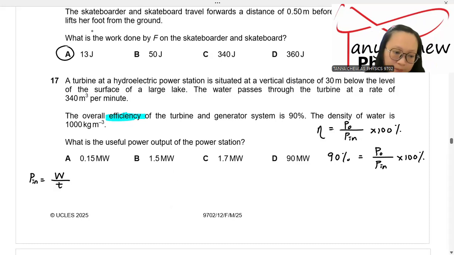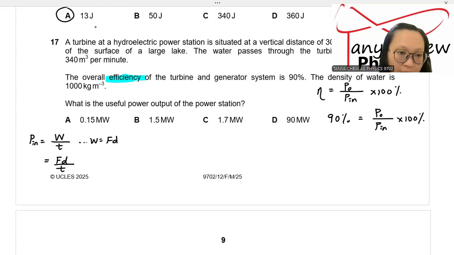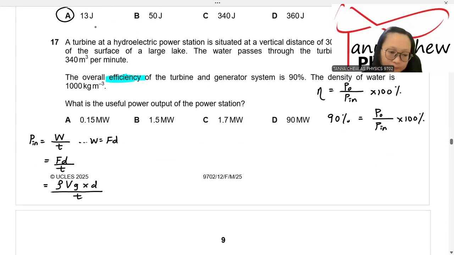Work done over time. And this work is equal to force multiplied by the distance moved in the direction of force, divided by time. Is that okay? Work is equal to force multiplied by the distance moved in the direction of force. Okay, I go further. The upthrust force is rho V g times d over time. Now, okay, I find my input power.